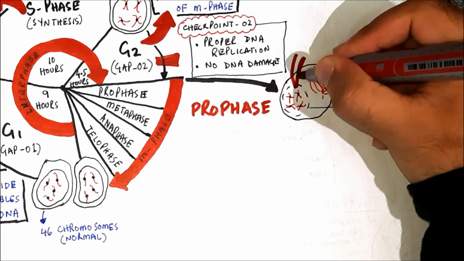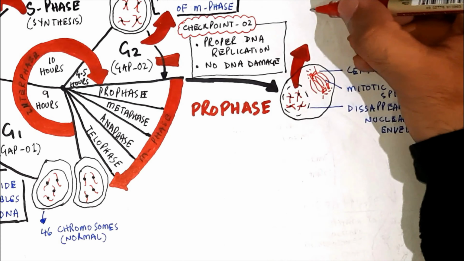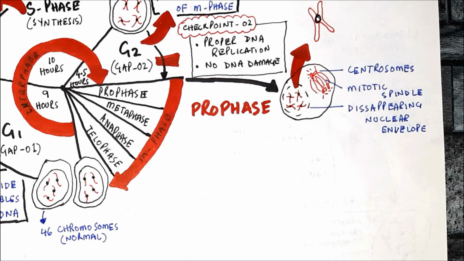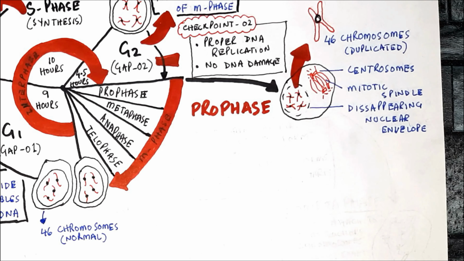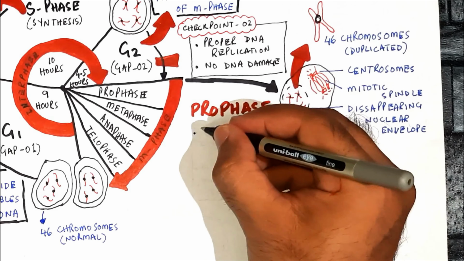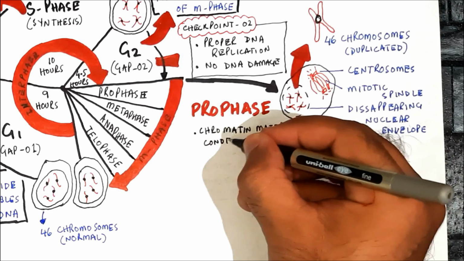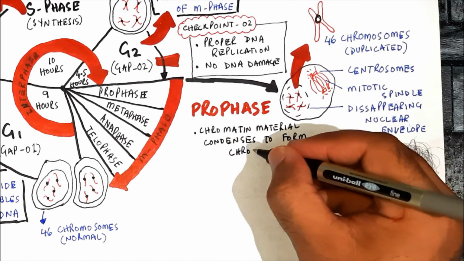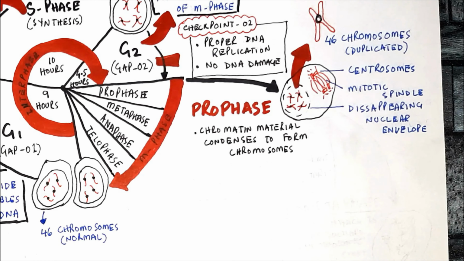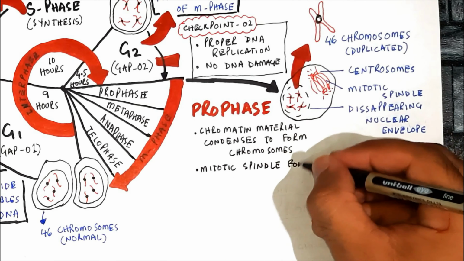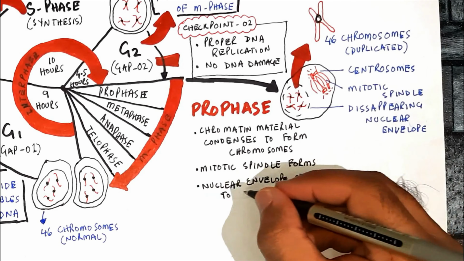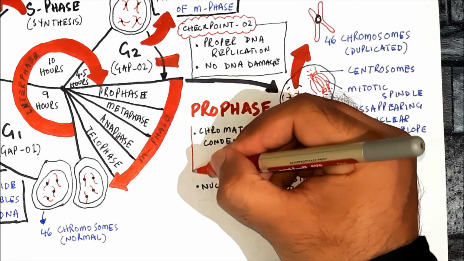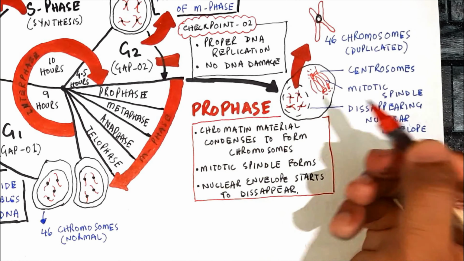The rest remains the same. Now, what happens inside the nucleus? We have 46 chromosomes. All of them have 2 chromatids. That means duplicated chromosomes. Now, let's look at the steps during the prophase. The chromatin material condenses to form the chromosomes. We have visible chromosomes. The mitotic spindle forms. We can see the microtubules here, and the nuclear envelope starts to disappear. So these are the major events that are occurring in the prophase.